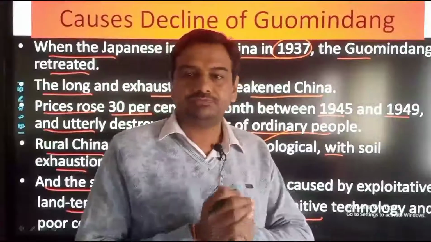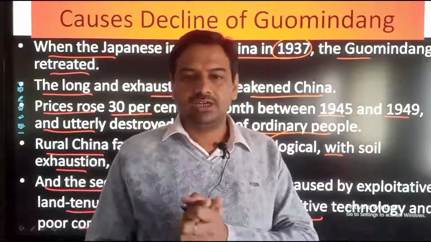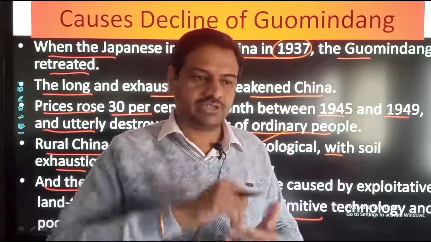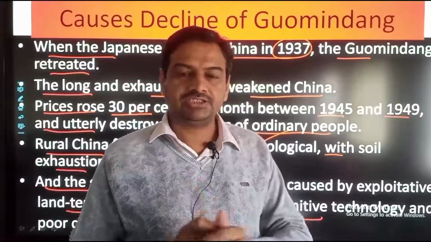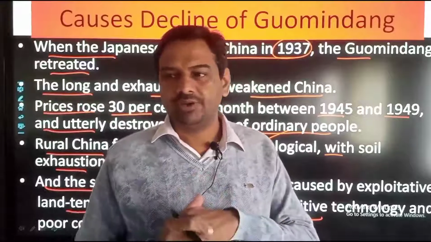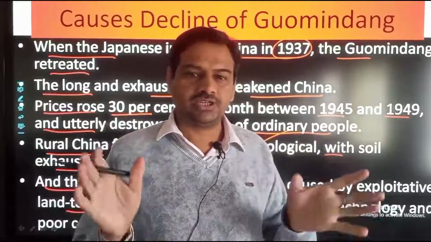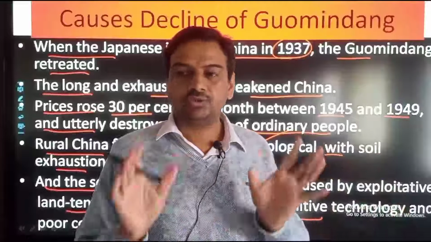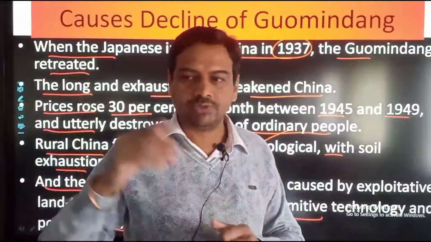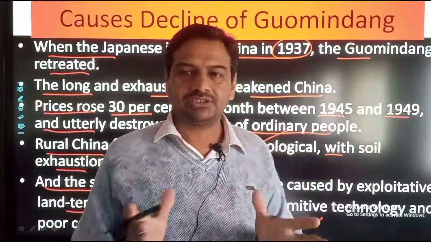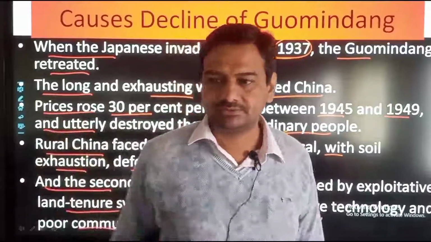So the Kuomintang party became very weak after the Japanese invasion of China, and finally the CCP overthrew the Kuomintang party and took hold of China in 1949. And who was the leader of the CCP? That was Mao Zedong, and we will discuss the CCP in the next lecture.